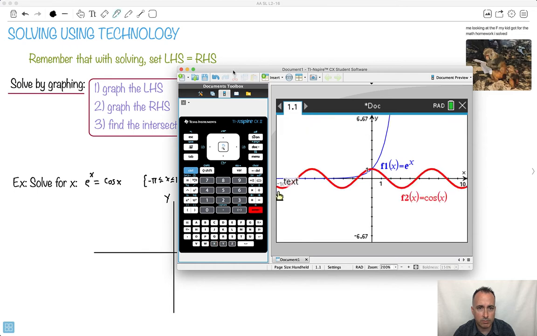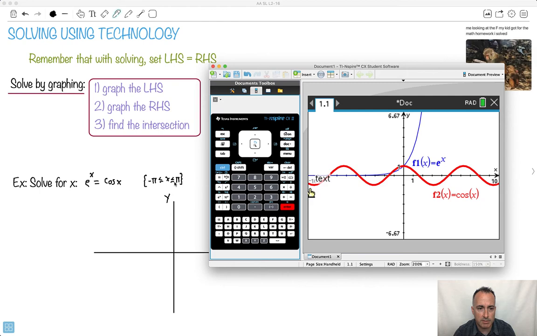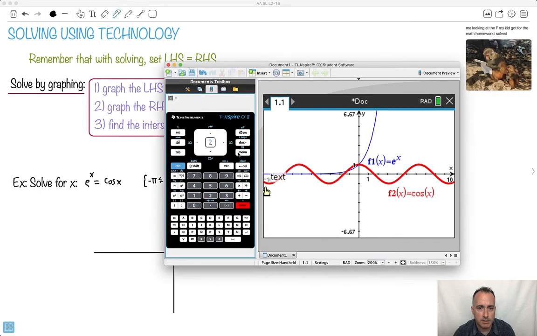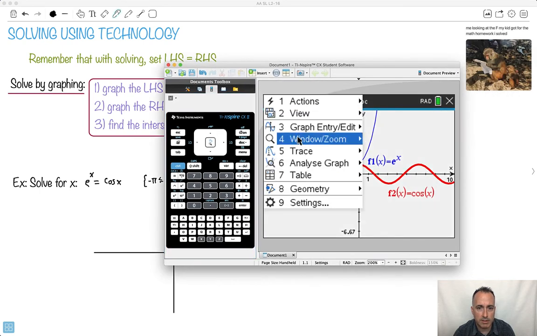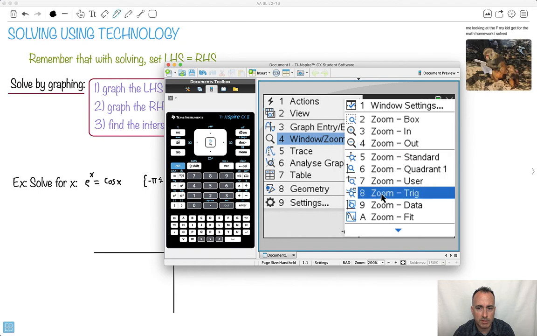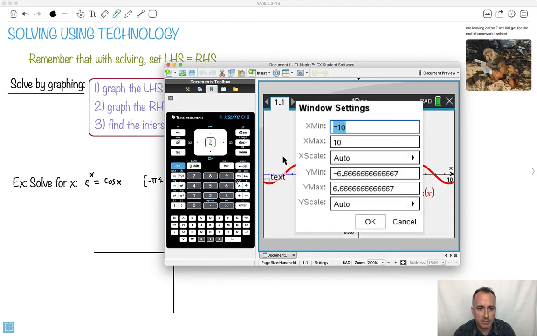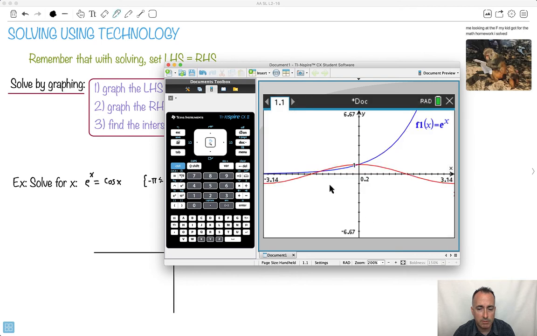Now we have a domain here they've given us, so minus pi to pi, so let me do that. I can go to menu and I can say, give me a window. Now you can do zoom trig, it turns out, that's a good one. Or you can just do zoom settings and set it like this. I can actually put in the value of pi here. So minus pi, tab, and then press pi. Maybe I'll just do everything else auto and see what happens. There we go, it looks kind of like this.